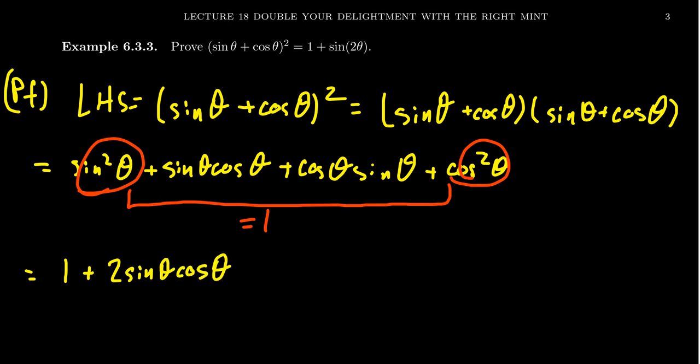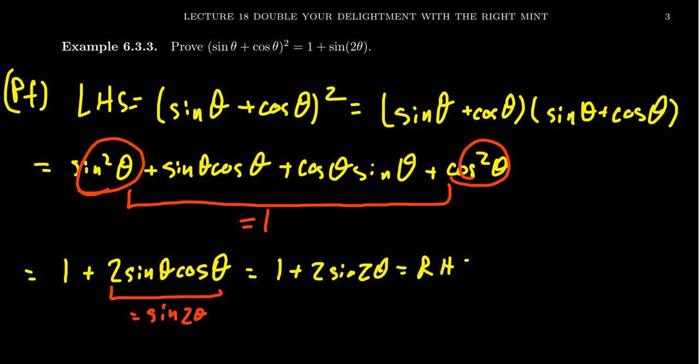And then it should hopefully be easy to see here that this last piece right here, 2 sine theta cosine theta, that's half of the double angle identity. This is going to just be a sine of 2 theta, which then finishes up what we have here, 1 plus sine of 2 theta, which is the right hand side, thus proving the trigonometric identity like so. So that one wasn't so bad. The Pythagorean identity came into play. And then we use the double identity. Obviously, it had to be used at some point.